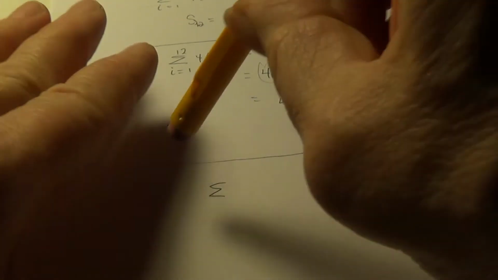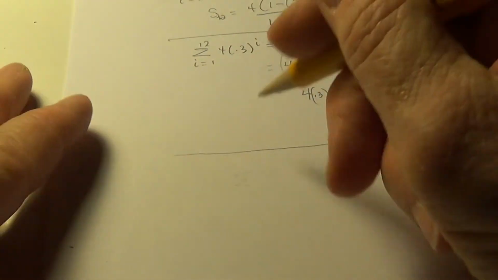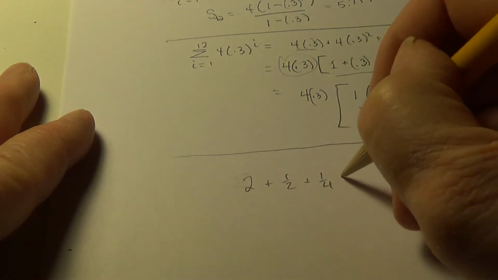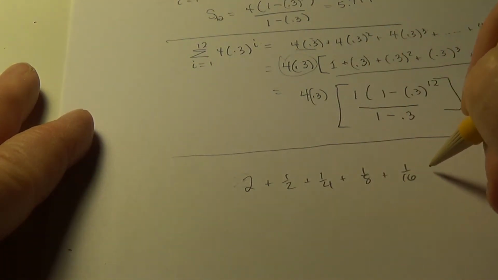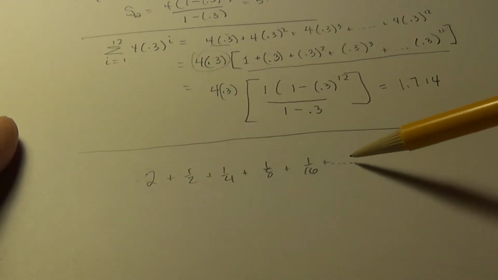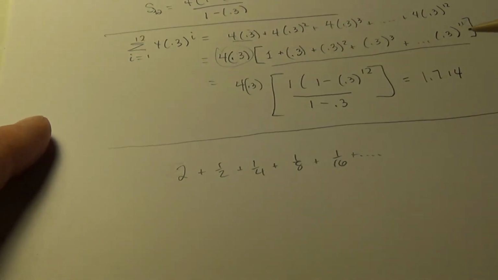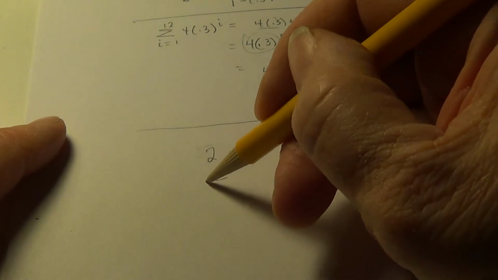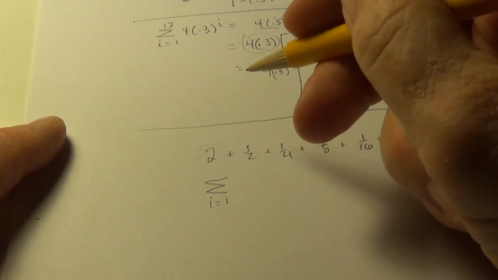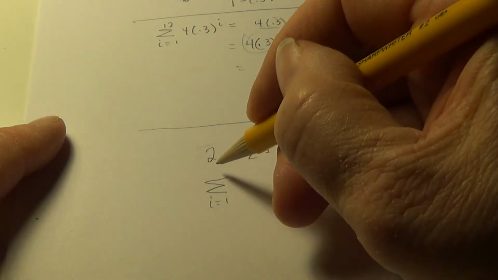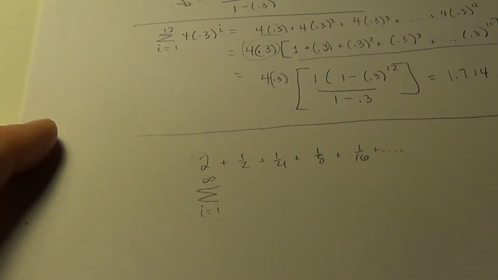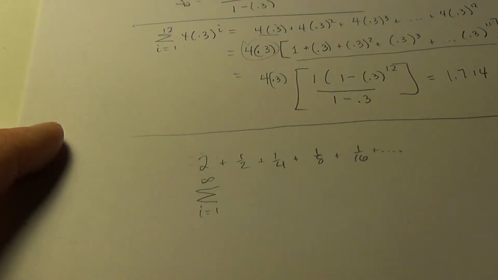Suppose we start with 2, and we're going to add a half, and then a fourth, and then an eighth, and a 16th, and so on. So is that a geometric series? Notice I'm not stopping anywhere. These dots mean it goes on forever and ever. So we are summing from the first term, say i equals 1, to infinity. So is it possible to add up an infinite number of numbers is my question.